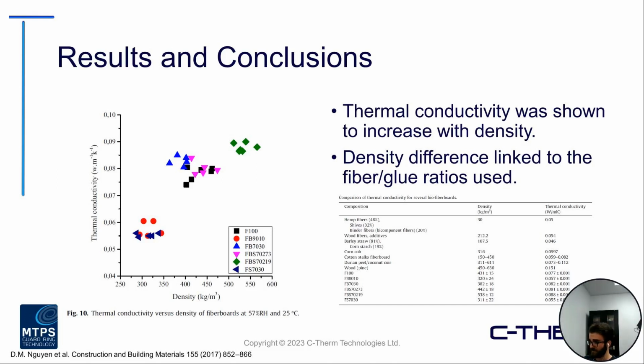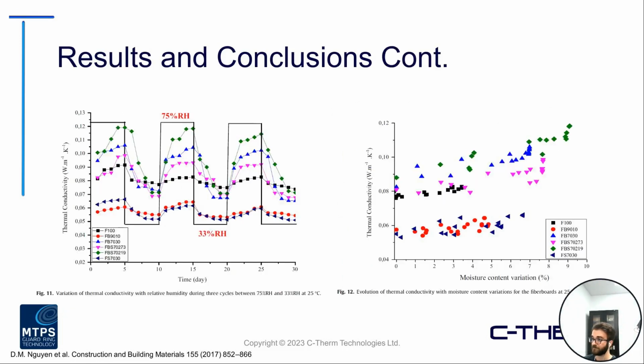And they also did a comparison of some other composition types, different material types. We can see things like hemp fibers have some of the lowest overall densities of these different studies, and again, correlating with some very low thermal conductivity values as they compare to the different samples being investigated.